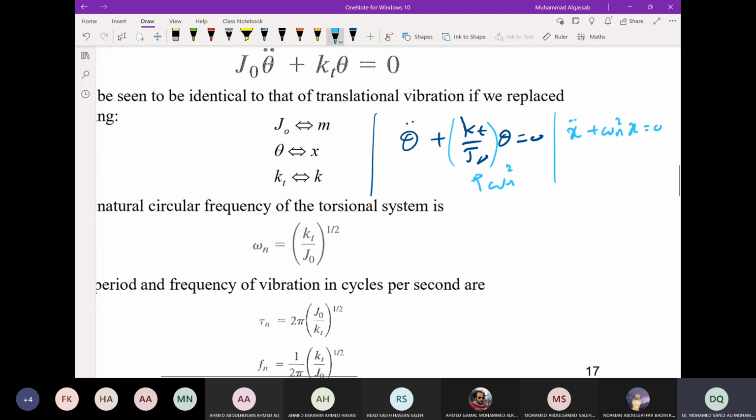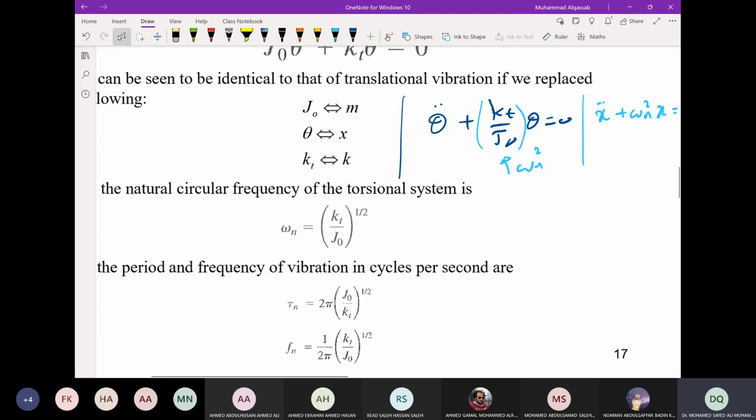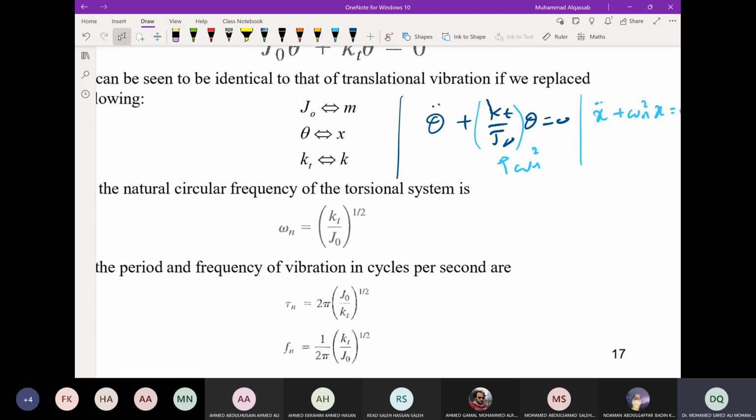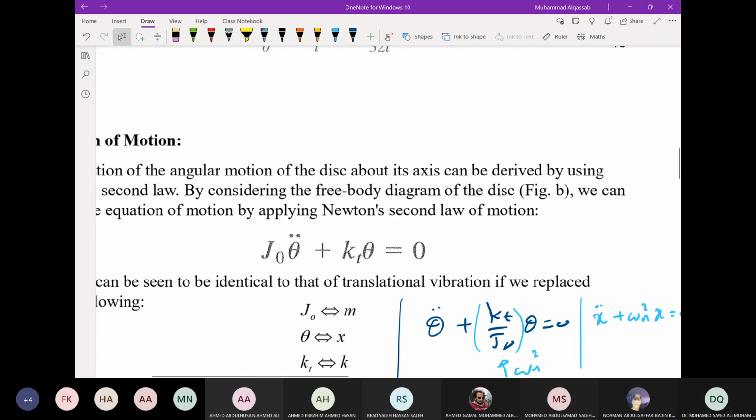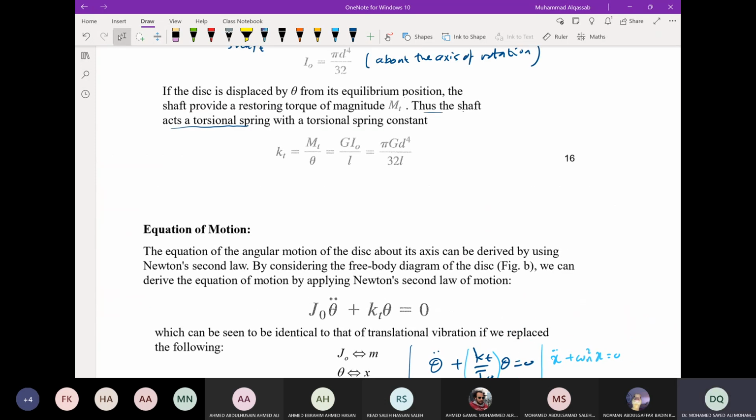And we reach the same observation that the natural frequency is determined from the coefficient of theta, which is omega n equals the square root of Kt over Jo, and we can substitute for Kt as pi G d to the power 4 over 32L. Okay, that is Kt.